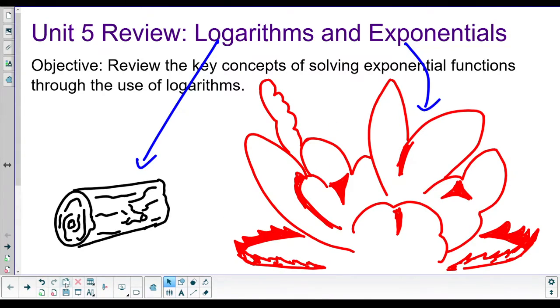But either way, we are going to talk about logs and exponentials. We're going to talk about expanding them, condensing them, solving equations with them, some growth, some decay, interest, and graphs. So that's a whole bunch of stuff. But don't worry, this video will probably only be like an hour and a half long. So strap in, buckle your seatbelts, get your notes out, and let's go review.